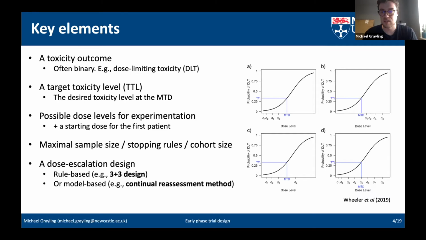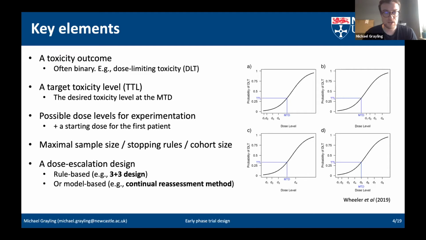And then you need a selection of doses that you're going to experiment with, including which particular one you're going to give to the first patient. And so choosing the range of doses is obviously quite an important thing, which this image I took from this paper by Grayling and colleagues tries to demonstrate. So obviously, if you pick your doses too low, for example, and the MTD happens to be above that, you're not actually going to be able to identify that. So always important to make sure you have a good range of doses.